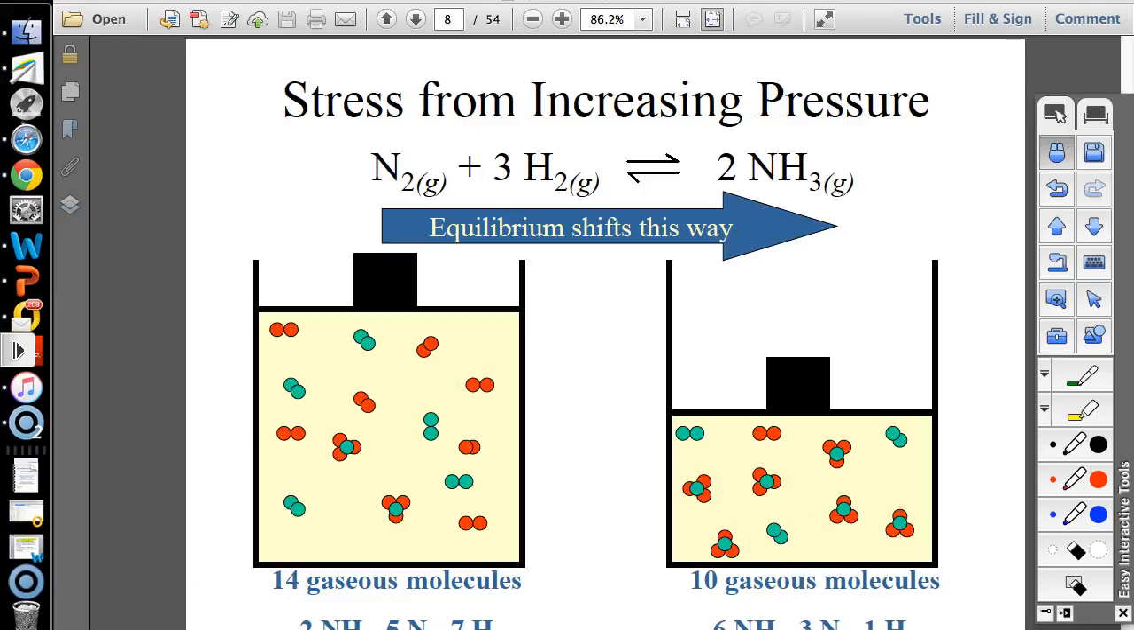Anyway, when I squish it though, add pressure, and I increase the pressure of the system. Equilibrium is going to shift to the right, or to the product side, because it has the least moles of gas. That's the first one. Any questions? Does that soak in? Okay.